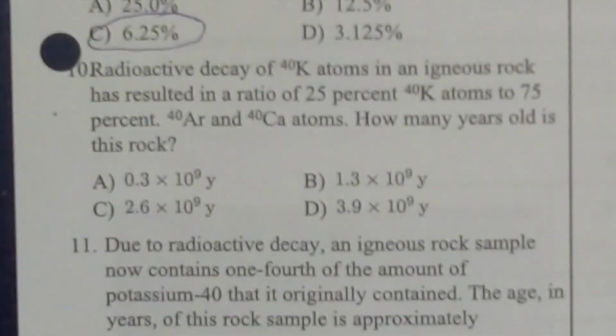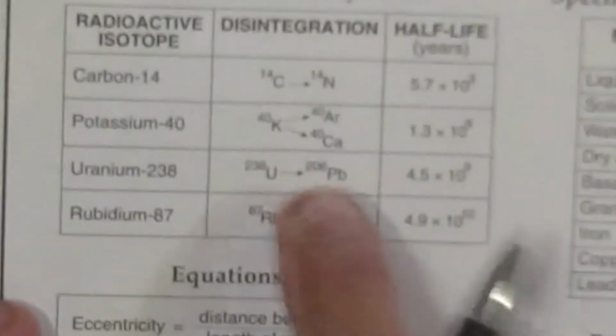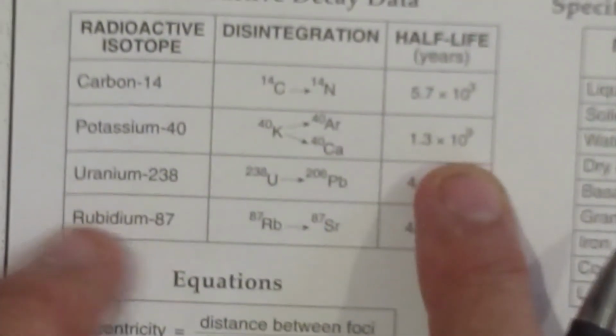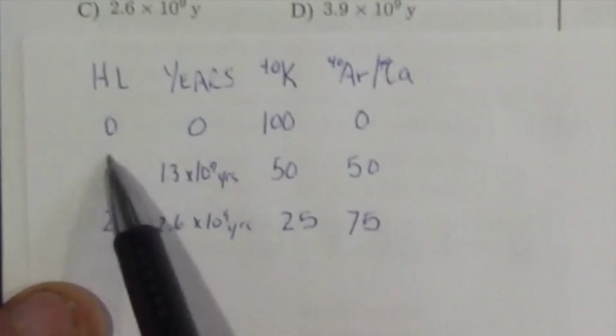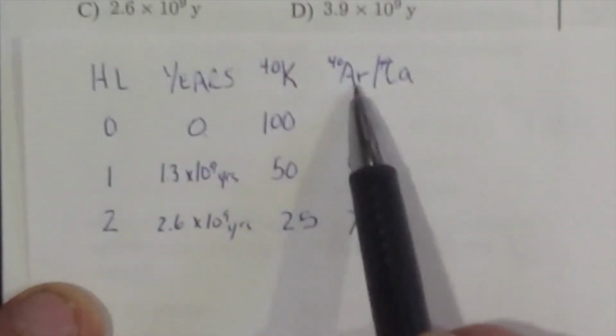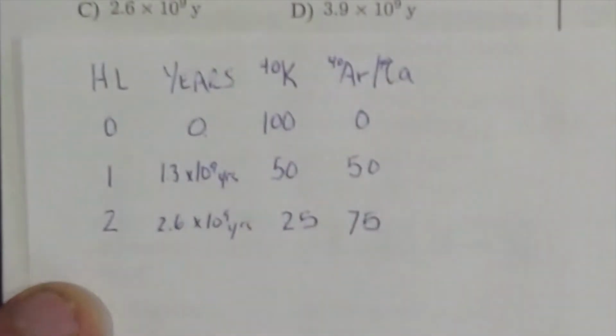Number 10. The radioactive decay of K-40 atoms in an igneous rock has resulted in a ratio of 25% potassium-40 atoms to 75% argon-40 and calcium-40 atoms. How many years old is this rock? Potassium-40 has a half-life of 1.3 times 10 to the 9th years. At 0 half-life, 0 years have passed, and we have 100% potassium-40, and argon and calcium 0%.